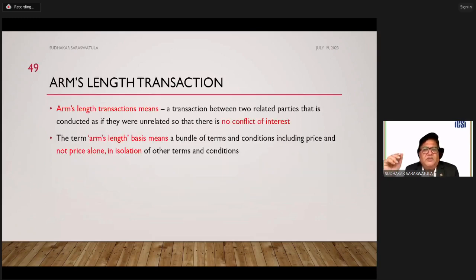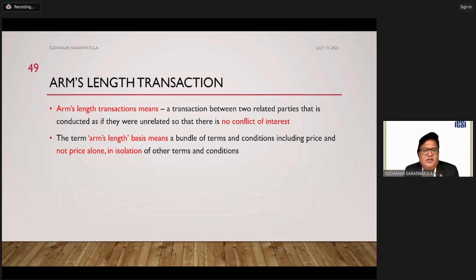Now, what is an arm's length transaction? By definition, it is also, of course, defined under Section 188. A transaction between two related parties that is conducted as if they were unrelated so that there is no conflict of interest. The term arm's length basis means a bundle of terms and conditions, including price and not the price alone, in isolation of other terms and conditions. Most of the time, people say that arm's length transaction means arm's length pricing. It is not pricing. It is the bundle of terms of the transaction.